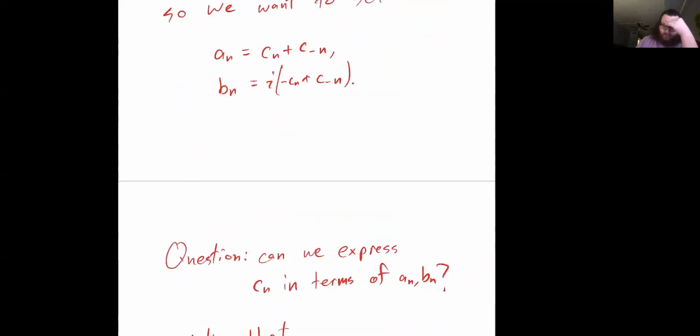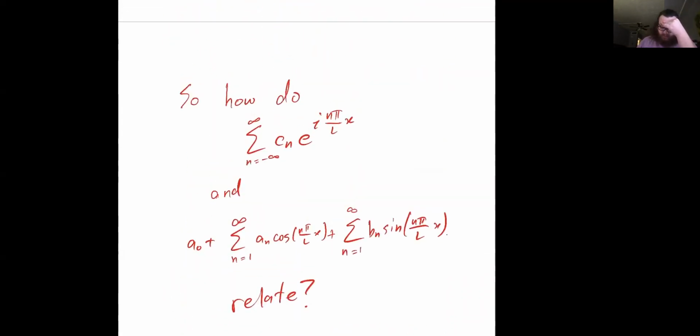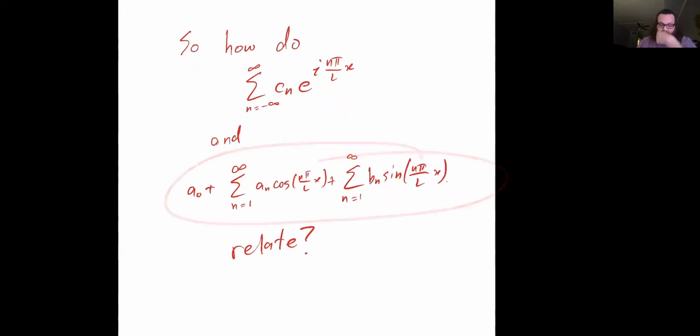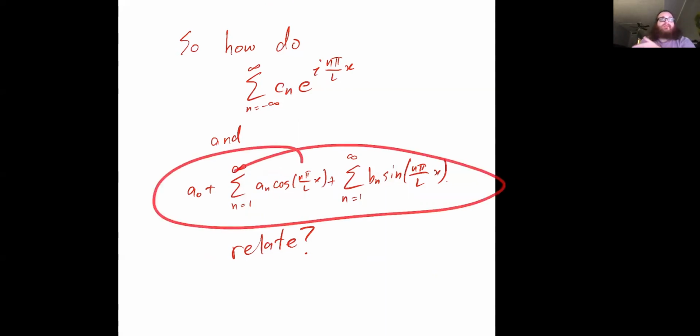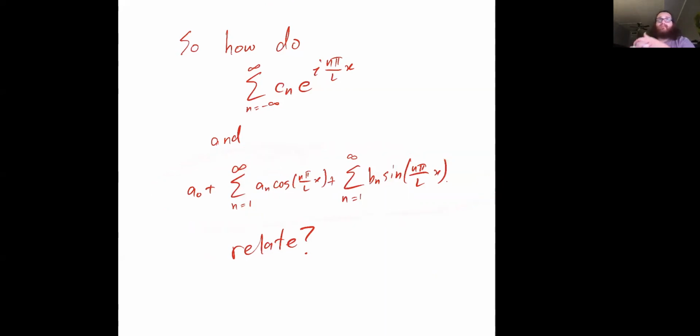So in the real case, for these a sub n, the index that we're plugging in for n is only ever going to be positive: a sub 1, a sub 2, a sub 3, etc. So in this context, we never consider a sub -1 or a sub -2. Whereas in the complex case, we do consider c sub -1, c sub -2, etc. So our question is, if we've related a sub n to c sub n, what happens if we plug in -n here?